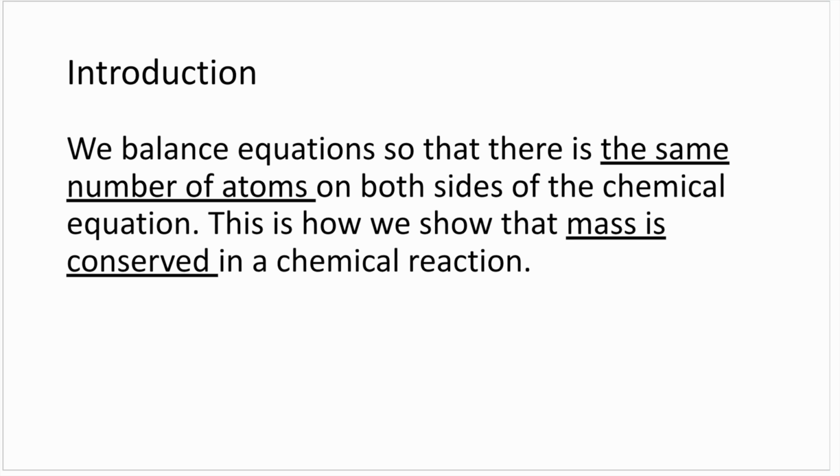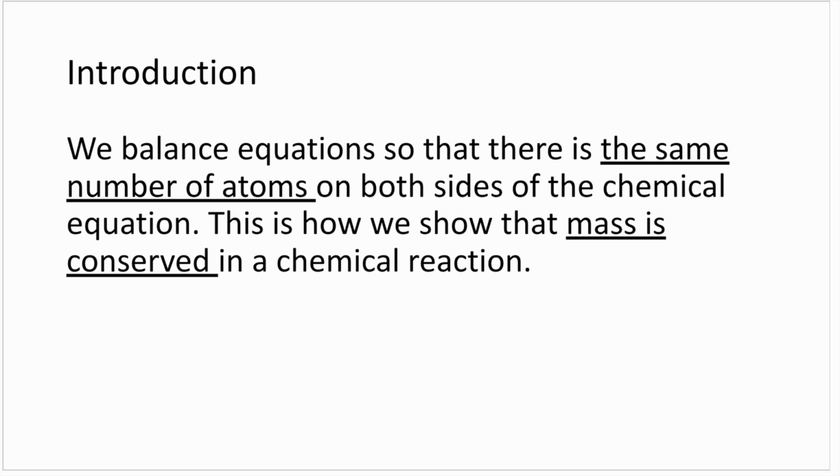So there's a couple of different ways that we can go about balancing equations. But first, it's important to talk about why we balance equations. We balance equations so that there is the same number of atoms on both sides of the chemical equation, because that's how we show that mass is conserved in a chemical reaction. So if you remember back to Chemistry A, in Chapter 3, we talked about how the mass of a system doesn't change whether it undergoes a chemical or a physical change, as long as nothing gets in or out of the system.